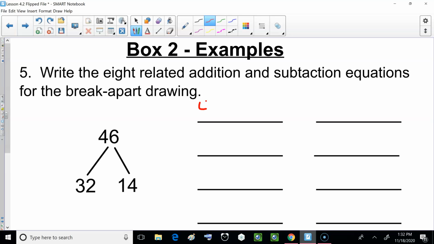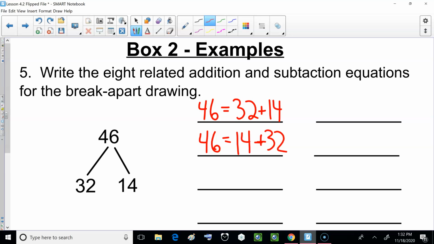So first off, we're going to have 56 equals 32 plus 14. Which would also give us the other way if we take our addends, 56 equals 14 plus 32. So notice in an addition equation, we can change around the order of the addends, and it doesn't affect the answer whatsoever.